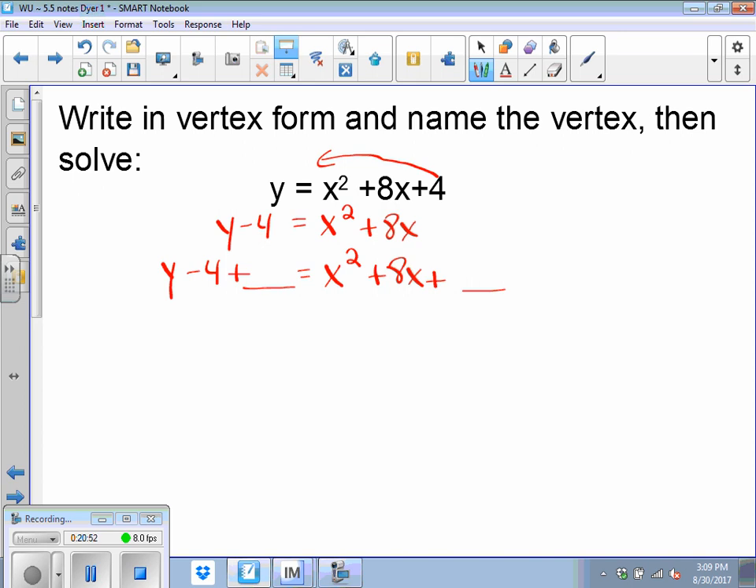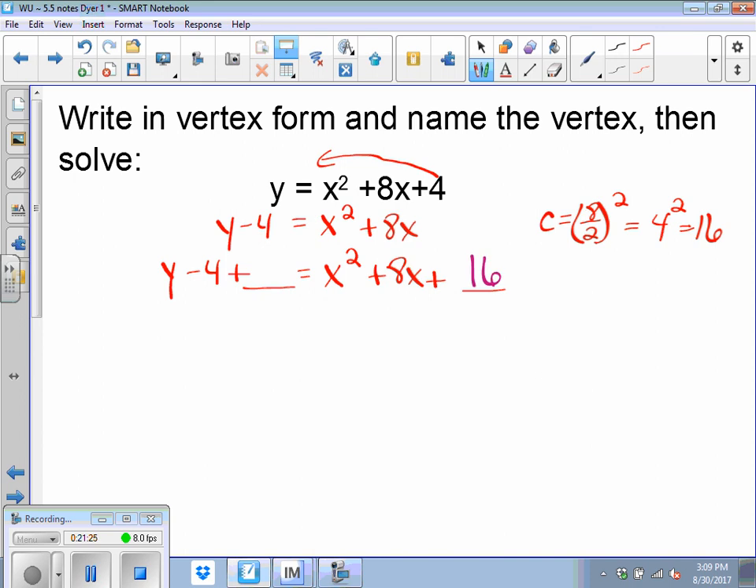Now we have to figure out what goes in that blank, and that's what we did on the slide before. Okay? So what's b? B is 8. Okay? So the good c, the c that we want, is 8 divided by 2, and then squared. So that's 4 squared. That's 16, right? So I'm going to add 16 right here.